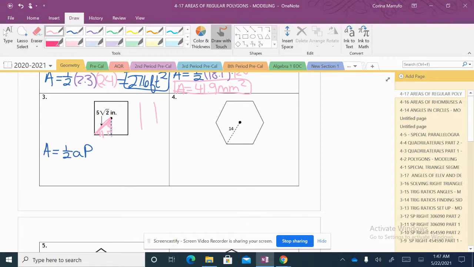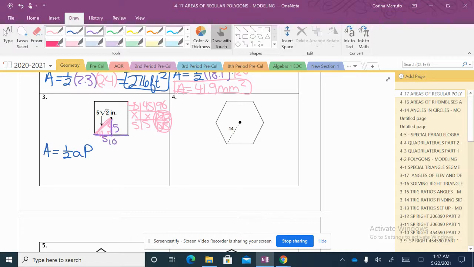So if I make my little table that we remember from our special right, which is our 45, 45, 90, we have x, x, x square root of 2. So the one across our 90, they have it labeled as 5 square root of 2, which means that x is equal to 5. Okay, that means from here to here is 5, and so it is from here to here, which is 5, which makes the whole side 10.